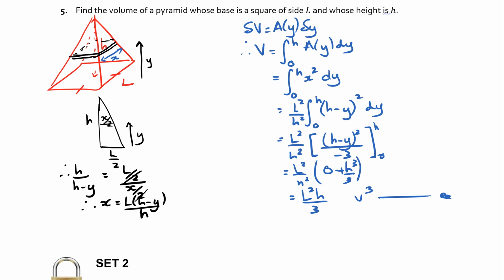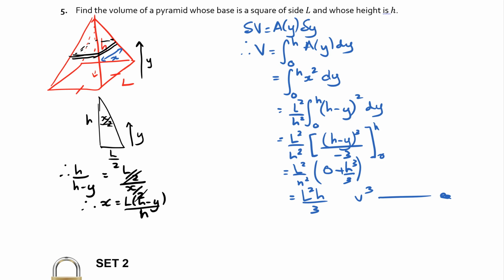Now for our last example, we want the volume of a pyramid whose base is a square of side L and whose height is h. We know from, again, junior school that for a pyramid the volume is 1/3 the area of the base times the height. So we're expecting to get 1/3 of L squared times h.